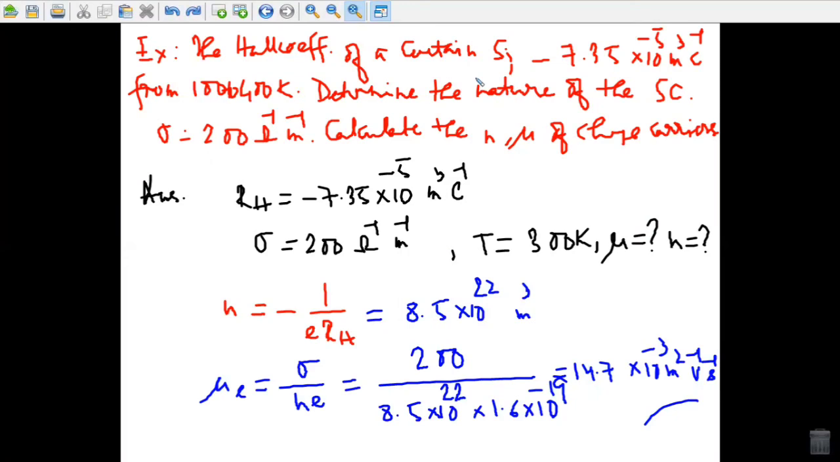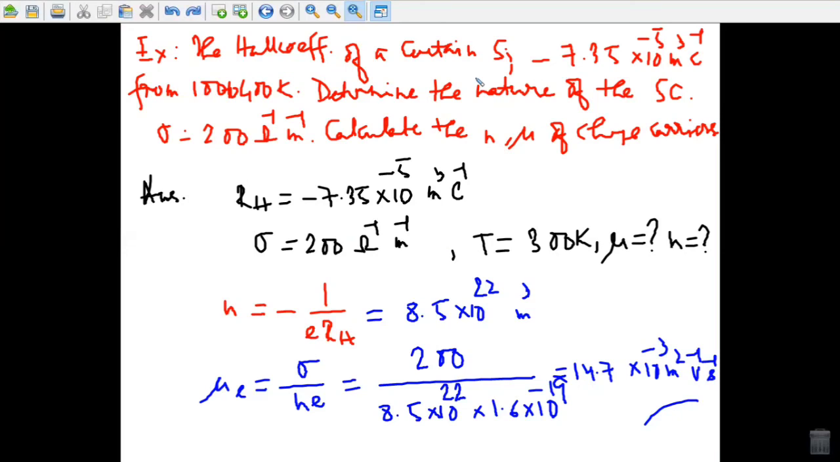where mu e and mu h are the mobilities of electrons and holes respectively. The mobility of a given semiconductor varies with temperature according to the relation 1 upon mu is equal to 1 upon mu L plus 1 upon mu I, which is T to the power 3 by 2 divided by A plus T to the power minus 3 by 2 divided by B, where A and B are constants for a given semiconductor. At low temperatures, the ion scattering dominates, so that mu is proportional to T to the power 3 by 2. On the other hand, at high temperatures, the phonon scattering prevails, and hence mu is proportional to T to the power minus 3 by 2.